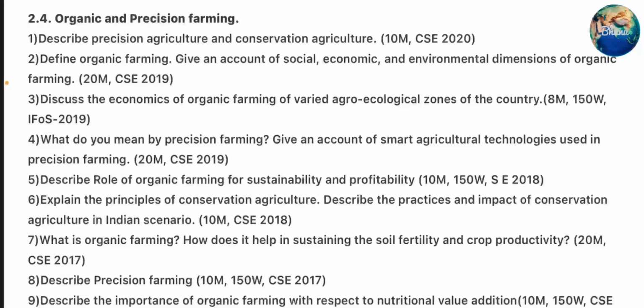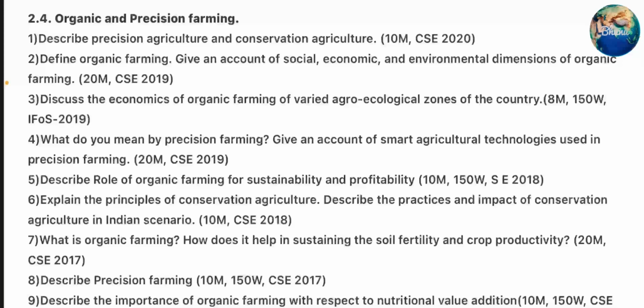Question 1. Describe precision agriculture and conservation agriculture. Question 2. Define organic farming. Give an account of social, economic and environmental dimensions of organic farming. Question 3. Discuss the economics of organic farming of varied agroecological zones of the country.